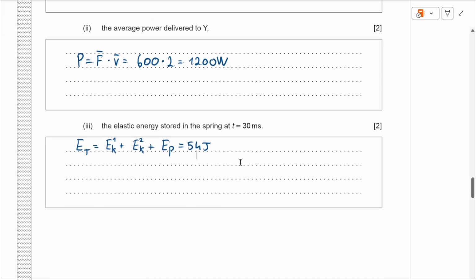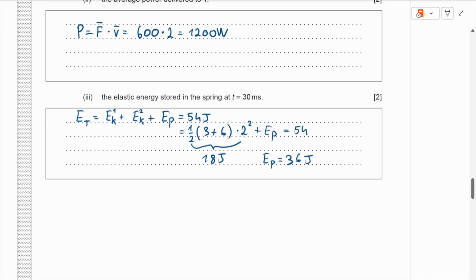So the kinetic energy of the two cars is just going to be 1/2 times 3 plus 6. So I have just factored out the 1/2 and the mass of the two cars because their speed is the same. So I can just write it like this. And we have to add potential energy, and this will be 54 joules. So if we calculate this, this will be 18 joules. So I just subtract this from 54, and then we get that the potential energy is 36 joules. So again, energy conservation is what we really have to remember over here.